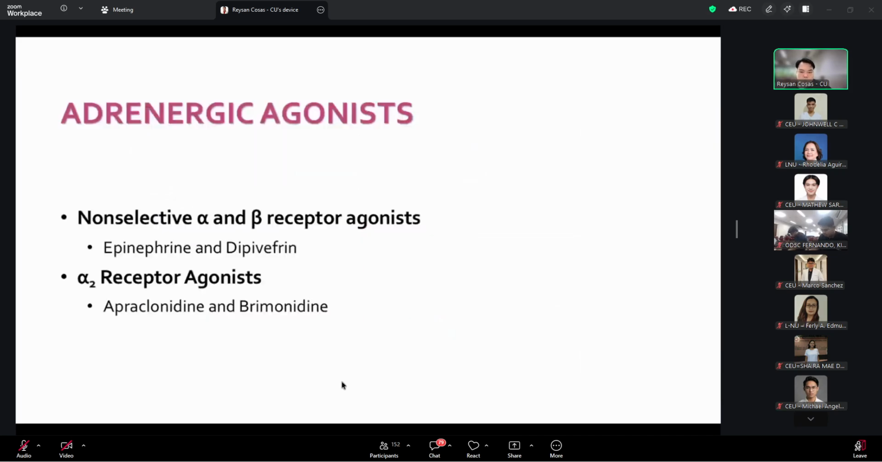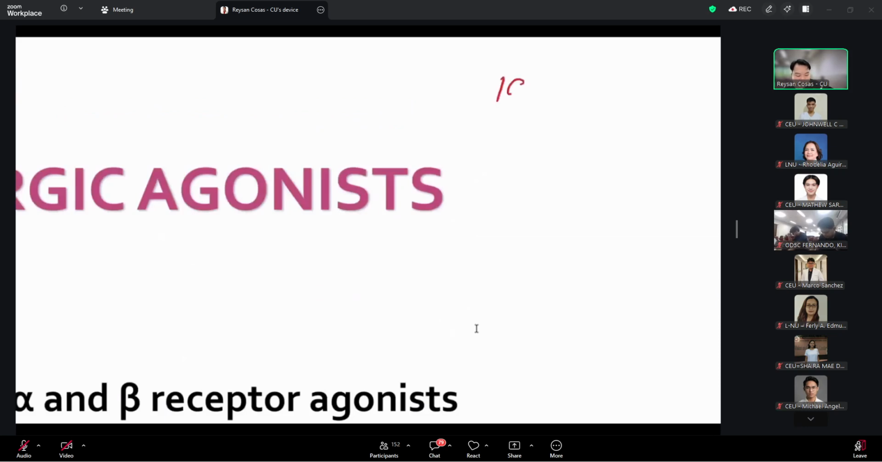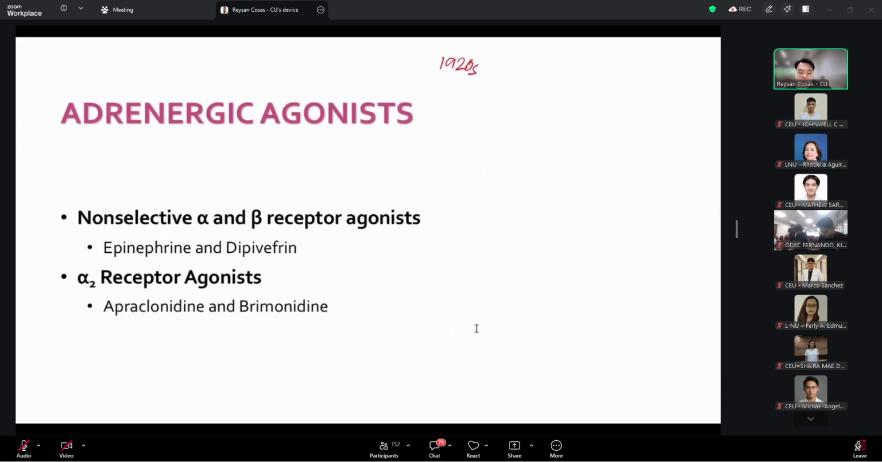Let's now move on to the adrenergic agonists. The adrenergic agonists were discovered to be acting in the eye during the early 1920s. When they topically administered epinephrine to the eyes, it effectively lowered the intraocular pressure. After discovering that, several adrenergic agonists were discovered and proven to be useful as ocular hypotensive agents. Okay?